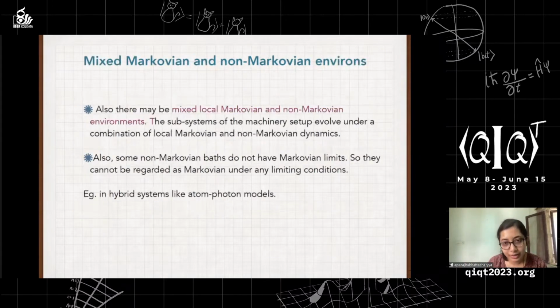If you move another step further, a still more realistic scenario would be mixed Markovian and non-Markovian environments. So there may be mixed local Markovian and non-Markovian environments. The subsystems of the machinery evolve under a combination of local Markovian and local non-Markovian dynamics. This is because some of the non-Markovian baths do not have Markovian limits, and so they cannot be considered Markovian under any limiting conditions. So there may be a mixture of Markovian and non-Markovian environments, which is more realistic. And these are, for example, found in hybrid systems like atom-photon models.